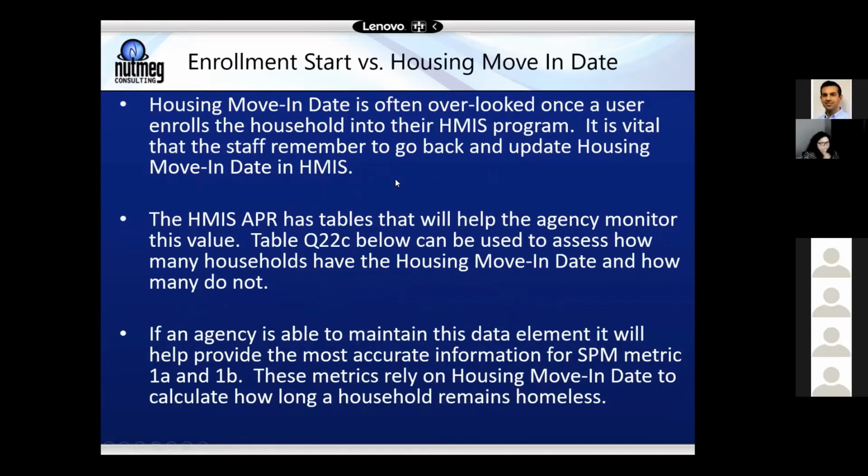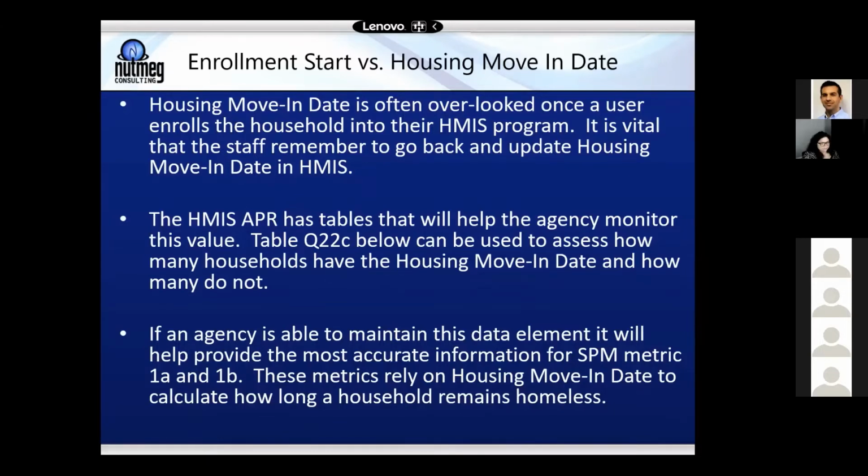It's often overlooked once the user enrolls the household into their HMIS program, but it's vital that people remember to go back and fill in that move-in date if it's not equal to the program enrollment start date. The APR has tables that will help you monitor the value. Table Q22C, as we talked about, showed that image of it. And that can be used to assess how many households have a move-in date and how many do not.